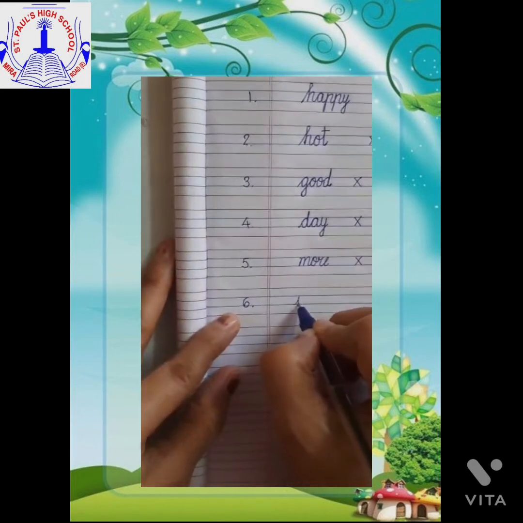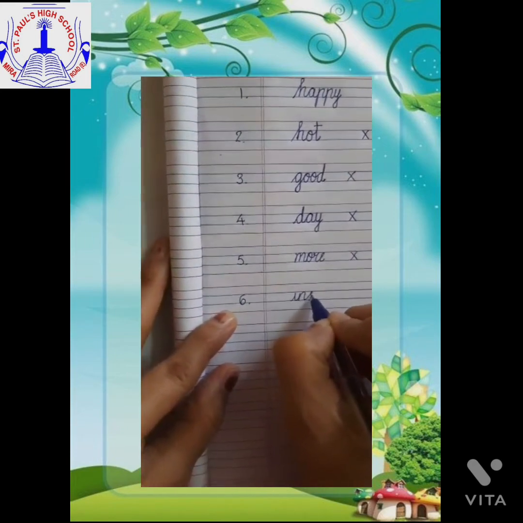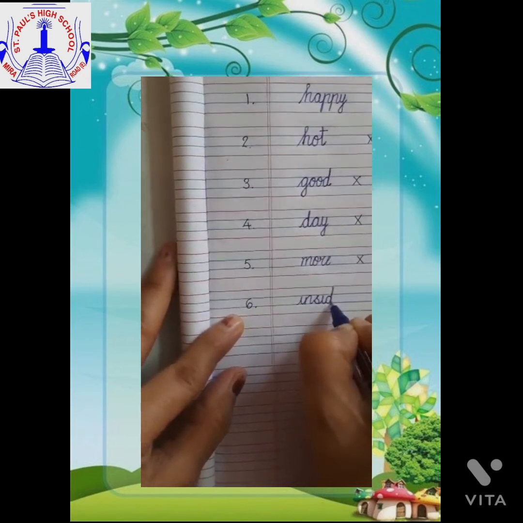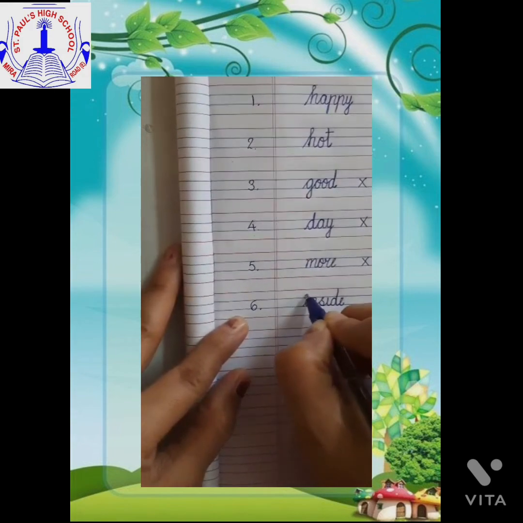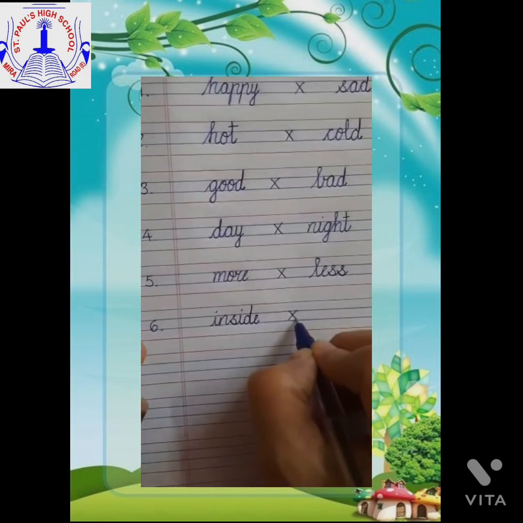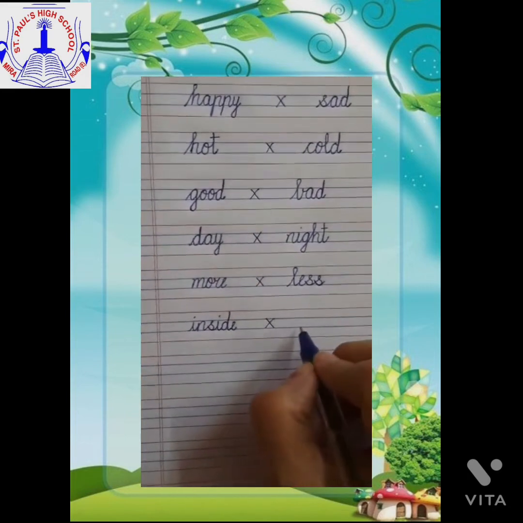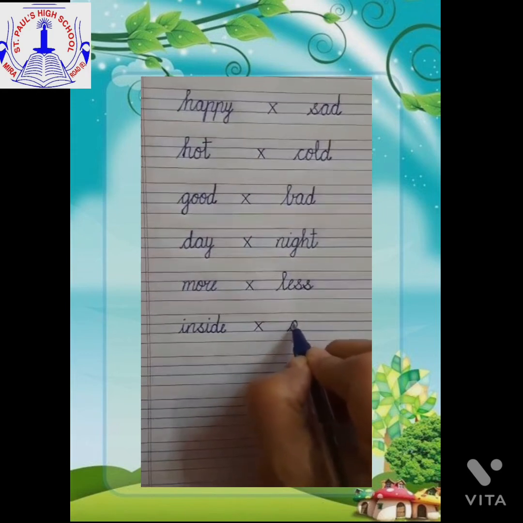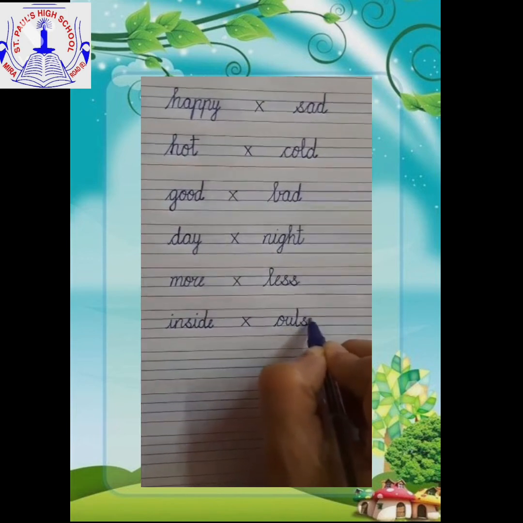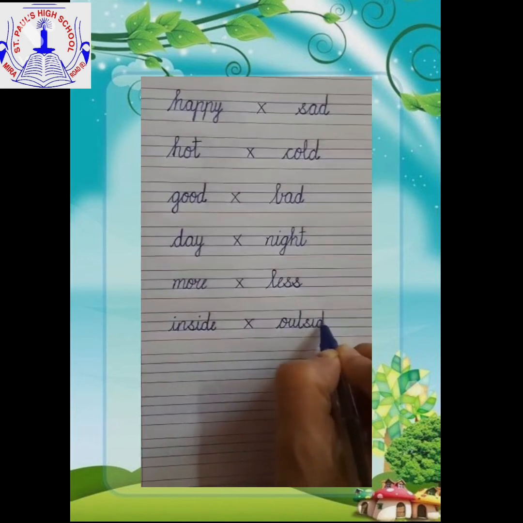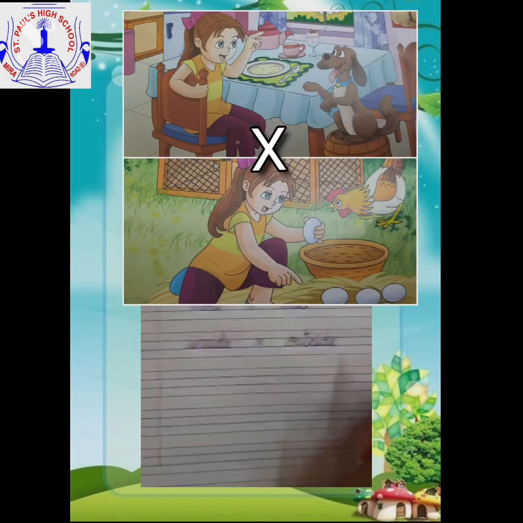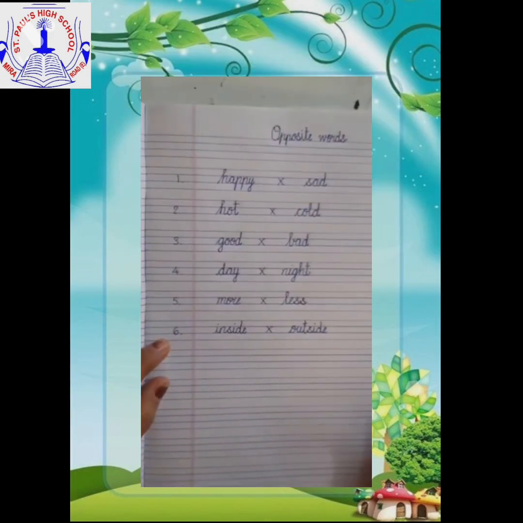The next word is inside. I-N-S-I-D-E, inside. Put a small cross mark and write the opposite of inside. That is outside. O-U-T-S-I-D-E, outside. The opposite of inside is outside.